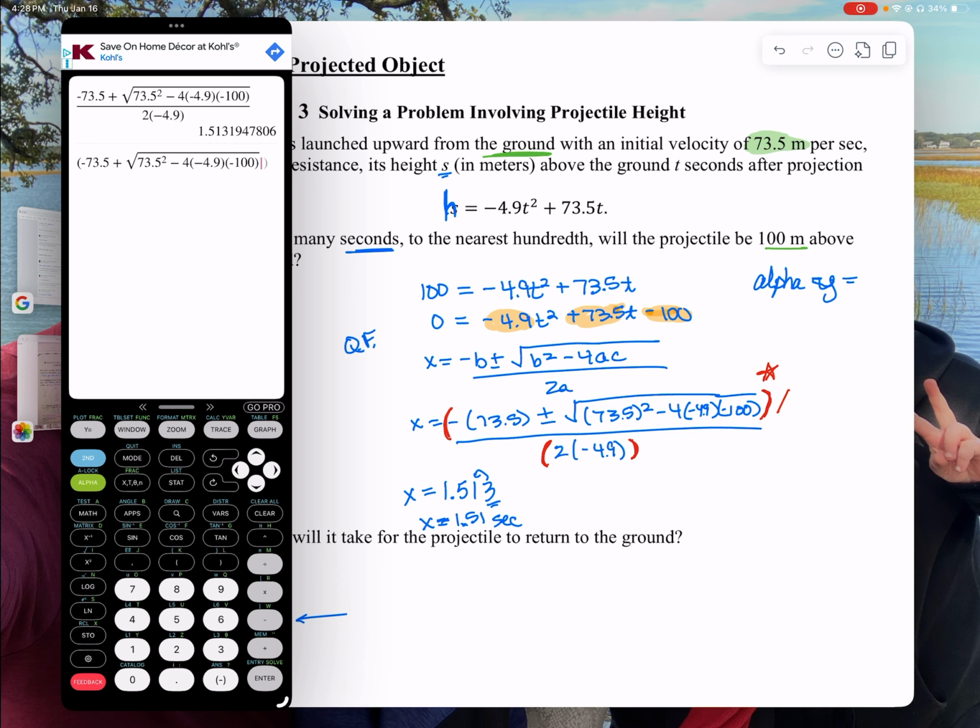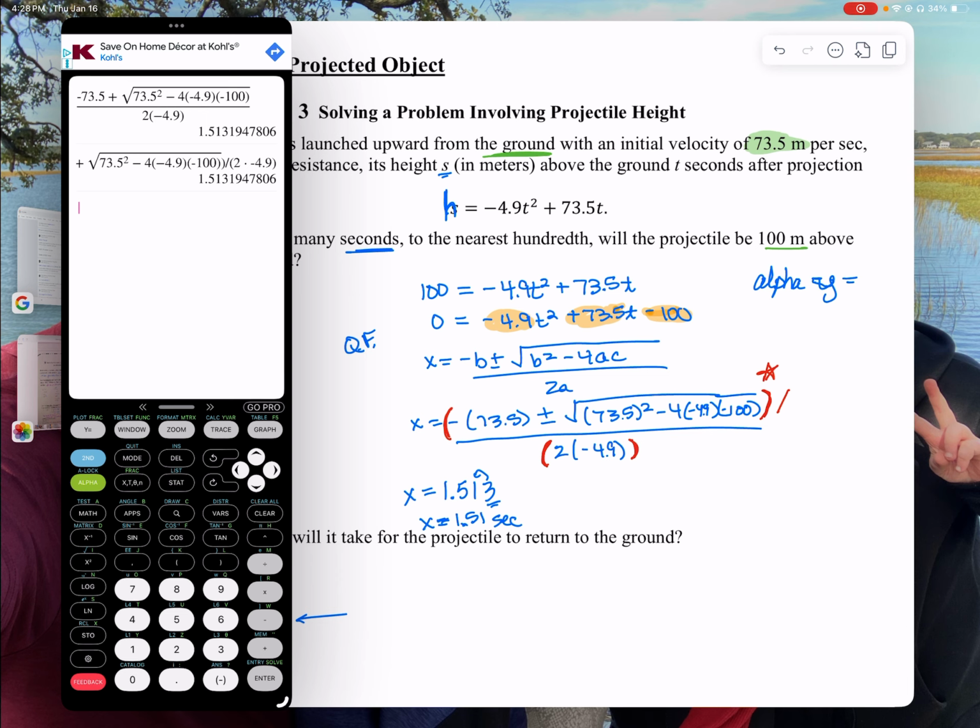So I hit my little right arrow button, and now I'm going to put another parentheses. Now put a division sign, and then put another parentheses, 2 times negative 4.9, and close my parentheses. When I hit enter, I get the same exact thing. You just have more parentheses.